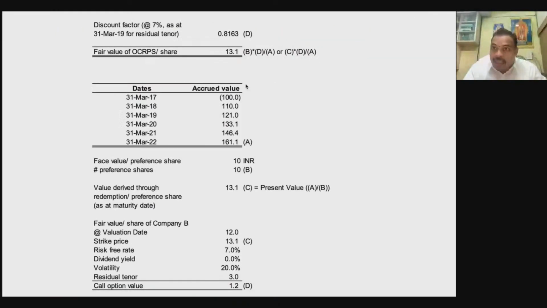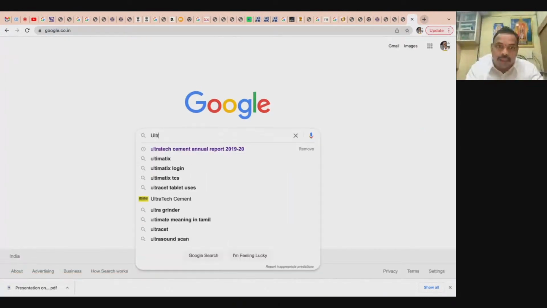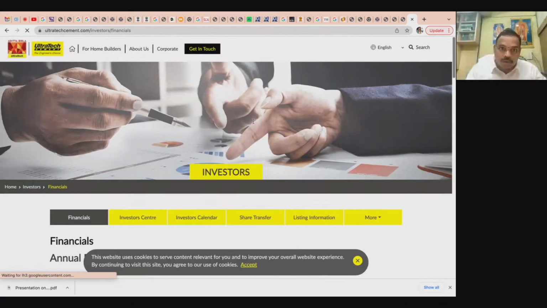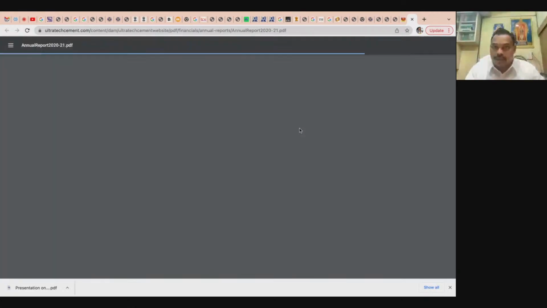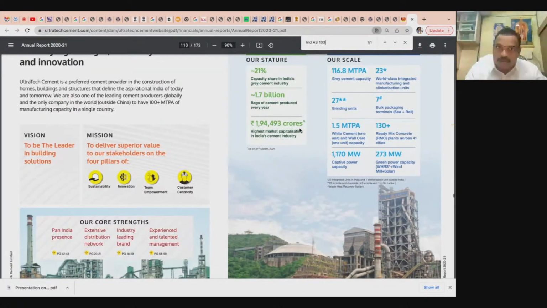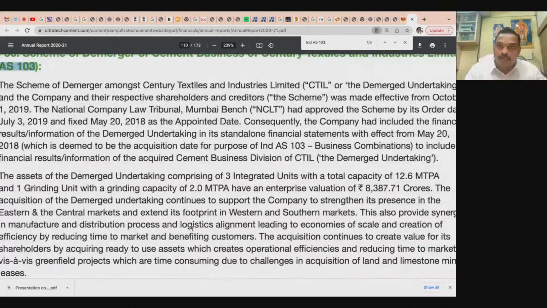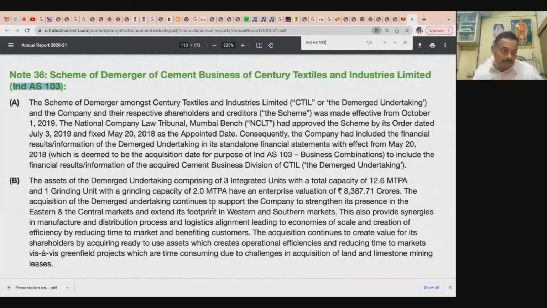I'll give you another interesting example. Please look at the Ultratech Cement annual report. I'll just share with you an annual report, in which I'll show you the practical way. Look at this. I think this will give you the clear-cut answer about the term called appointed date. Because this is an exam question.